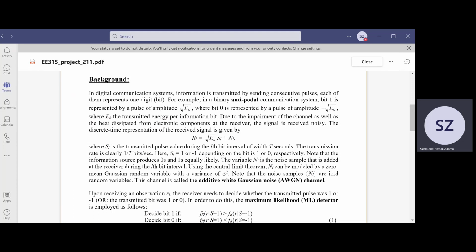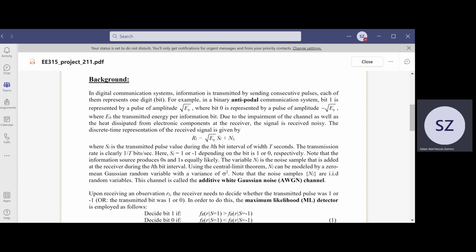Okay, in a digital communication system, information is transmitted by sending consecutive pulses. Basically, let's say a pulse represents a 1 or 0. The pulse representing 1 is a positive pulse, and the pulse representing 0 is a negative pulse. We call this an antipodal communication system. Bit 1 is represented by a pulse of square root of EB, where EB is the energy per bit, and 0 is represented by the negative pulse.